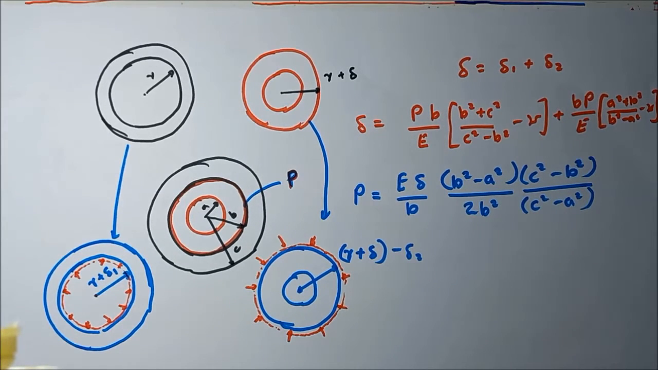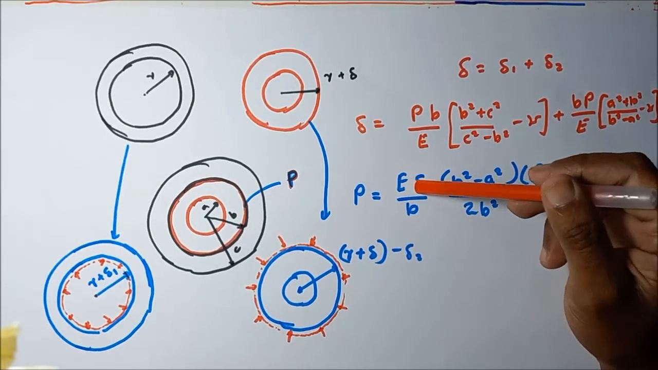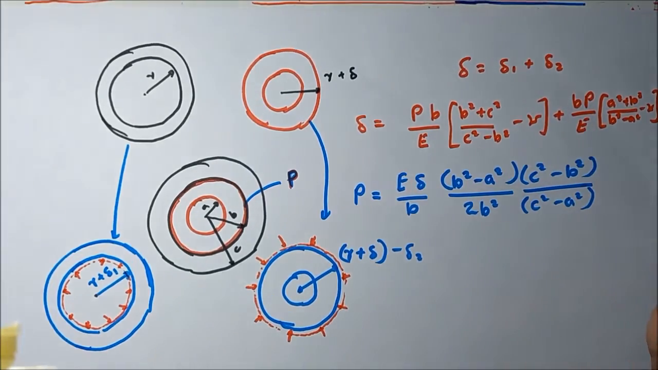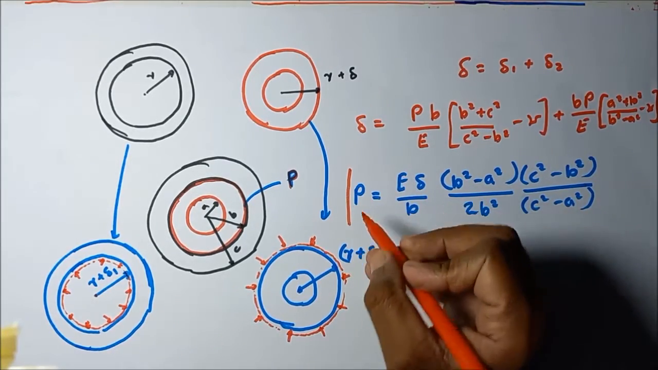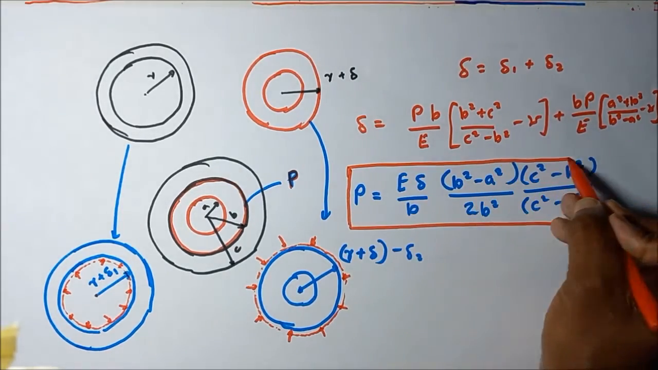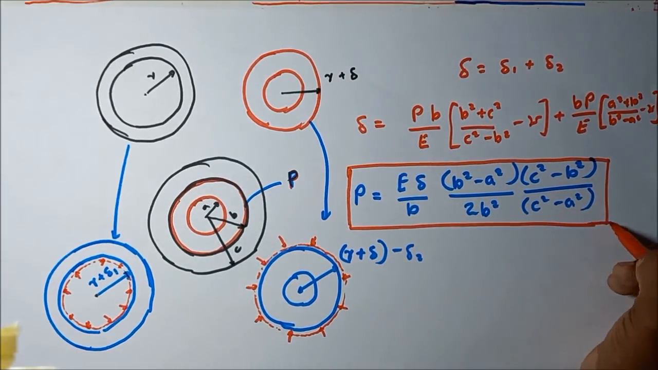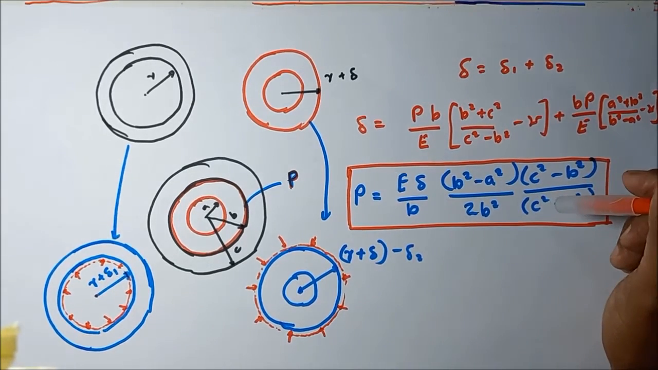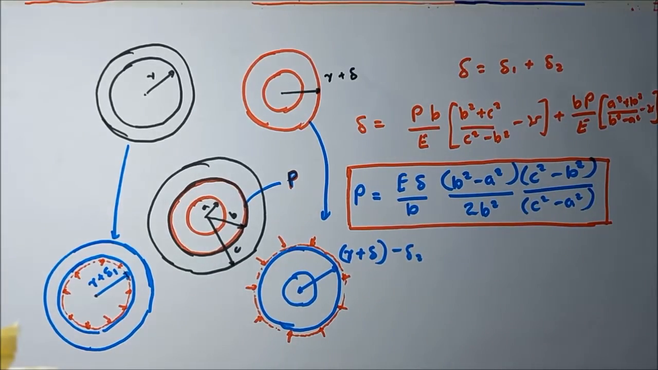This is the developed interface pressure, which is a function of the elastic modulus of the material, the shrink fitting tolerance, and the dimensions of the cylinders. If we know the developed interface pressure, we can easily calculate the stresses developed. Okay, this is all about the theory relating to this.